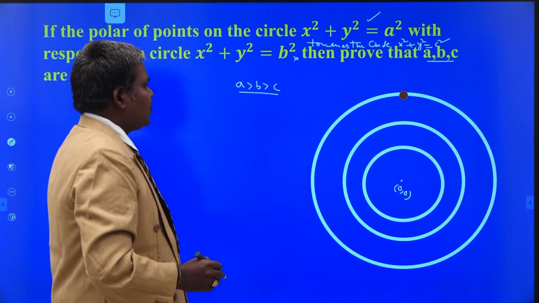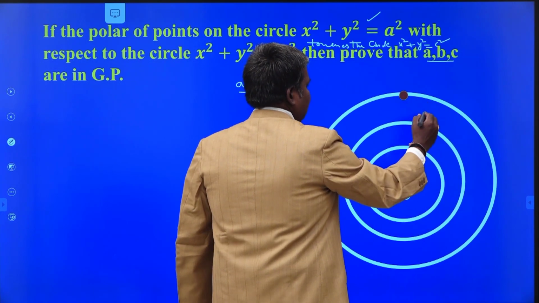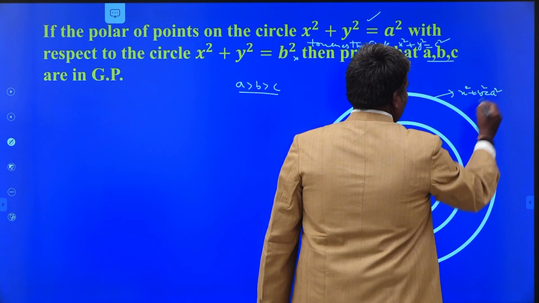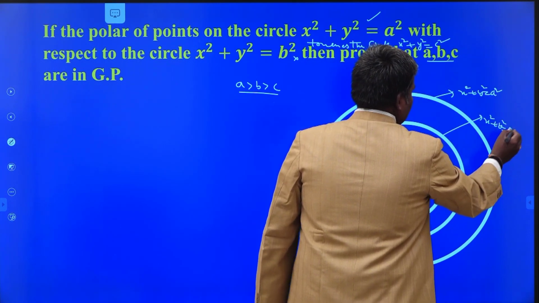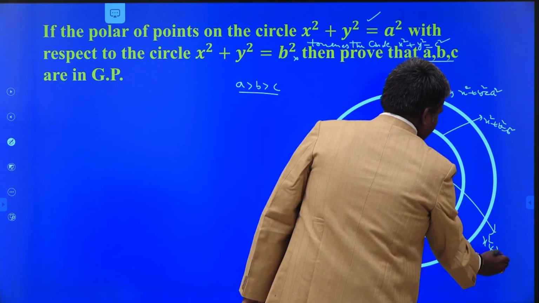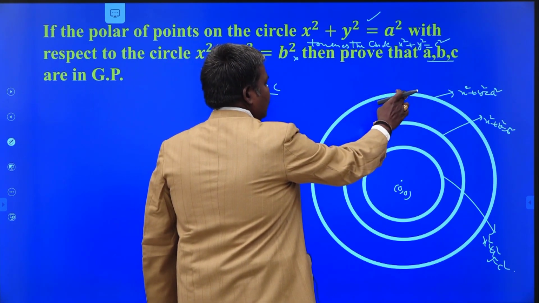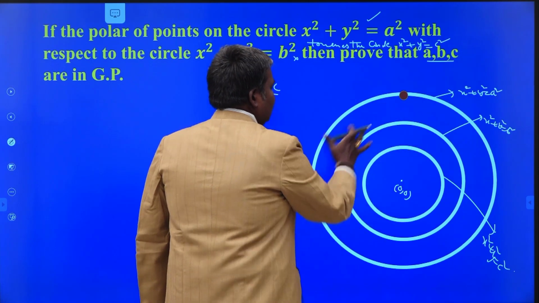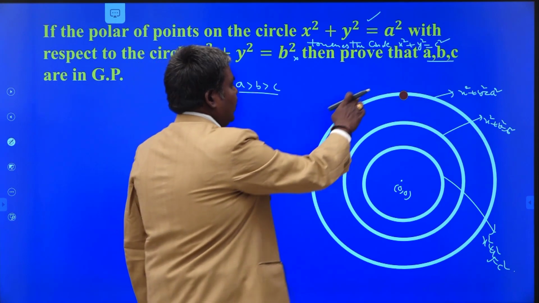So this is the point. You can draw an infinite number of points on the circumference of the first circle, that is x² + y² = a². This is x² + y² = b². This is your x² + y² = c². Now I am going to draw the polar of this point P with respect to this circle. Your point is outside of the circle. That is why your chord of contact becomes the polar of that point P to the circle.